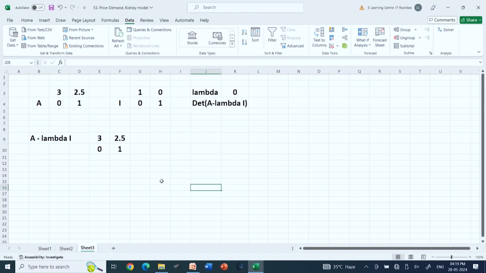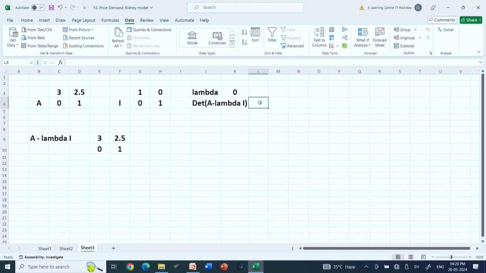So, one more time, to calculate this A minus lambda I, as you can see, you have to highlight these 4 cells first, put an equal to, select this A minus lambda multiplied by this I, and then press Shift Control at the same time and then press Enter. Then these 4 values will come. So, this is your A minus lambda I. Next, you calculate this determinant of A minus lambda I.